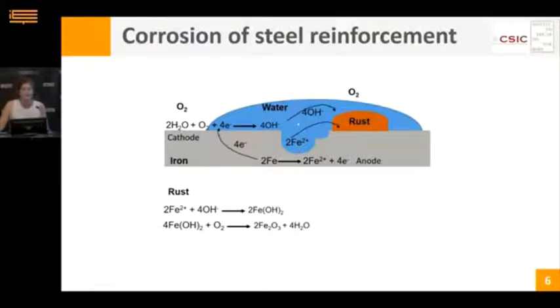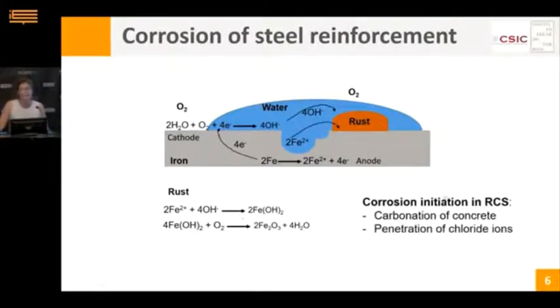This dissolution of iron is the anodic reaction, and the negatively charged electrons go through to the cathode to react with the electrolyte constituents to form hydroxide ions. This is the reduction of oxygen and is the cathodic reaction. These hydroxide ions in turn combine with the iron ions to form ferric hydroxide, which then converts to rust. We can see the different equations involved in this process to form the rust.